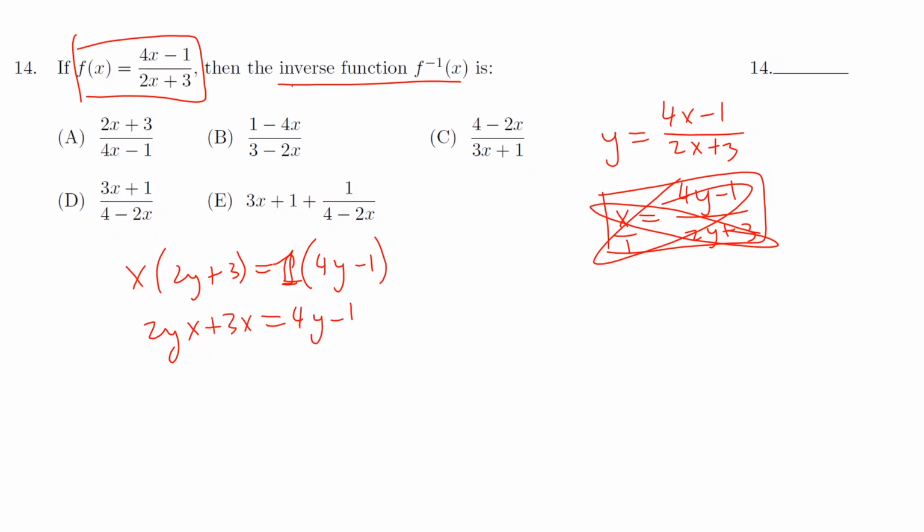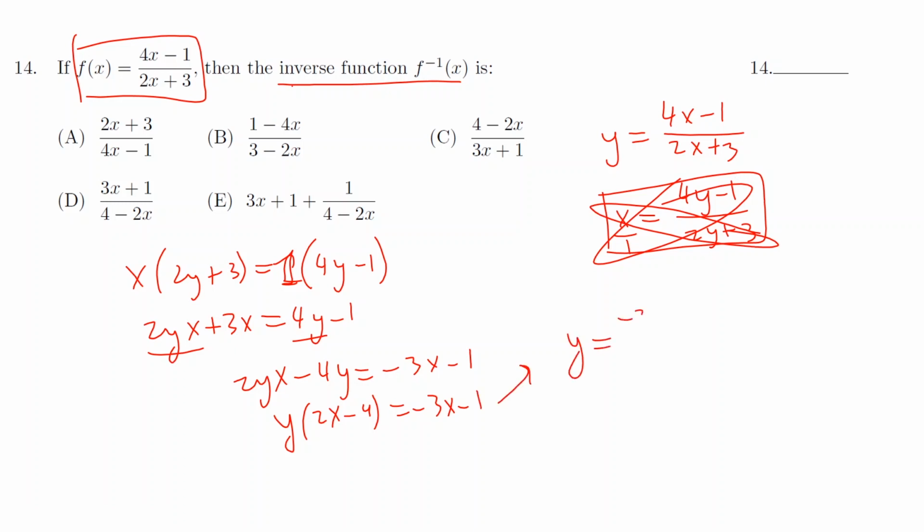You have to solve for y, so what do you do? You group y terms together. So what I would do is move 4y to the other side. So 2yx minus 4y equals negative 3x minus 1. I would factor out y, so y times 2x minus 4 equals negative 3x minus 1. Boom, and now I would solve for y. So y is equal to negative 3x minus 1 over 2x minus 4.